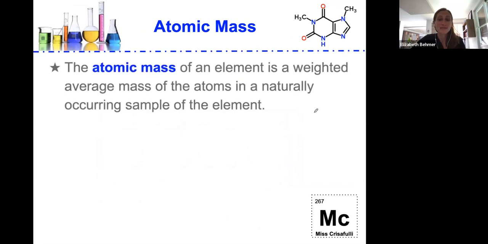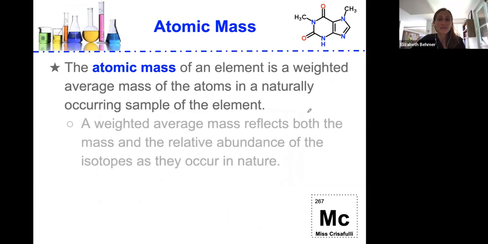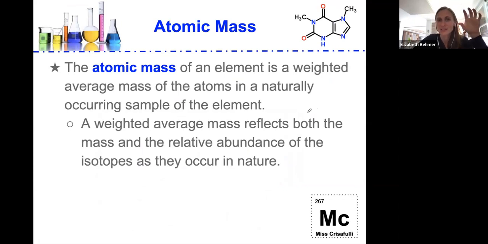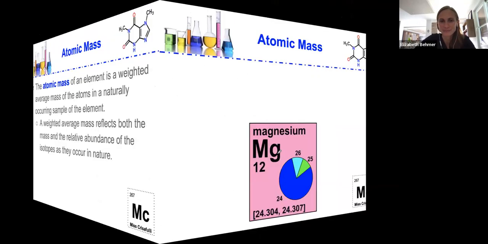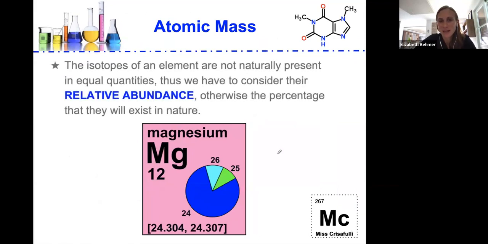The atomic mass reflects both the mass and the relative abundance of those isotopes as they occur in nature. So we're going to give preference to the isotopes that occur more abundantly in nature when calculating the weighted average mass. The isotopes of an element are not naturally present in equal quantities, thus we have to consider their relative abundance, otherwise, the percentage that they will actually exist in nature.